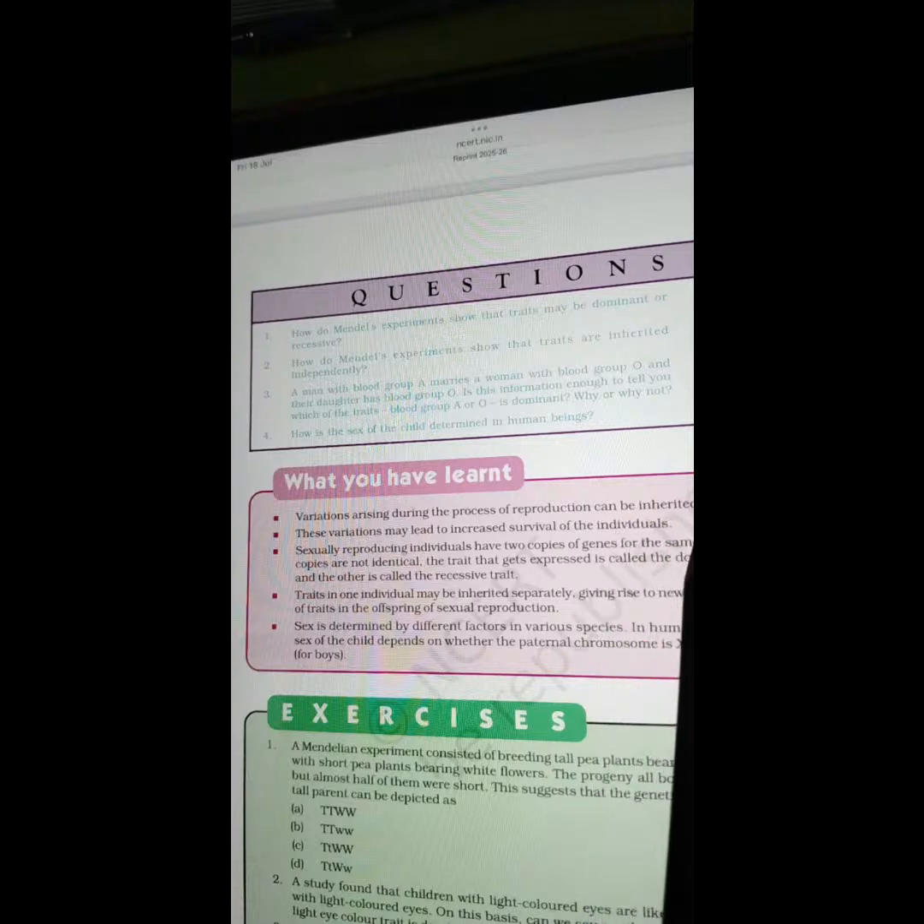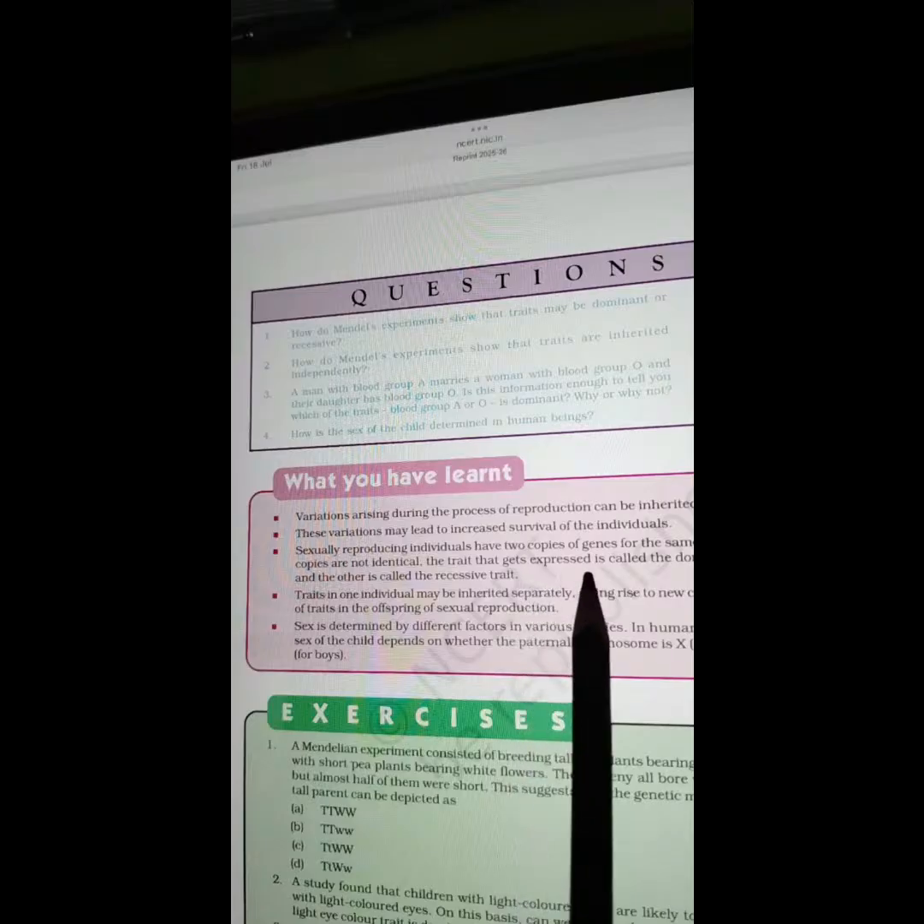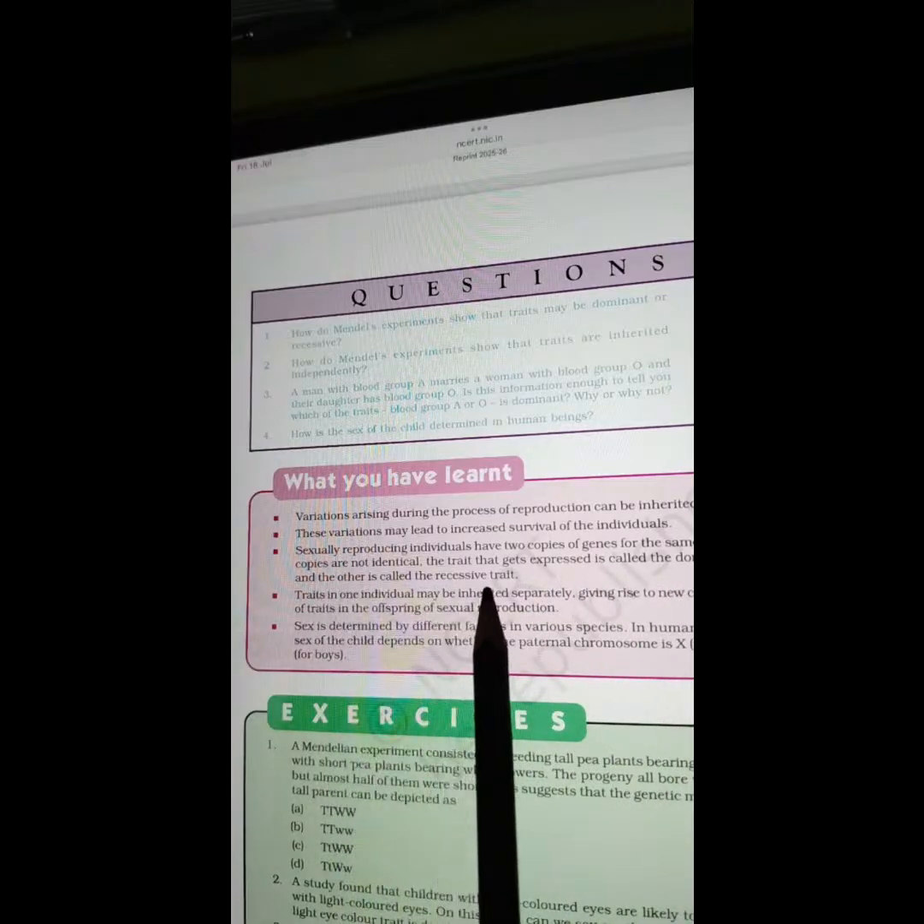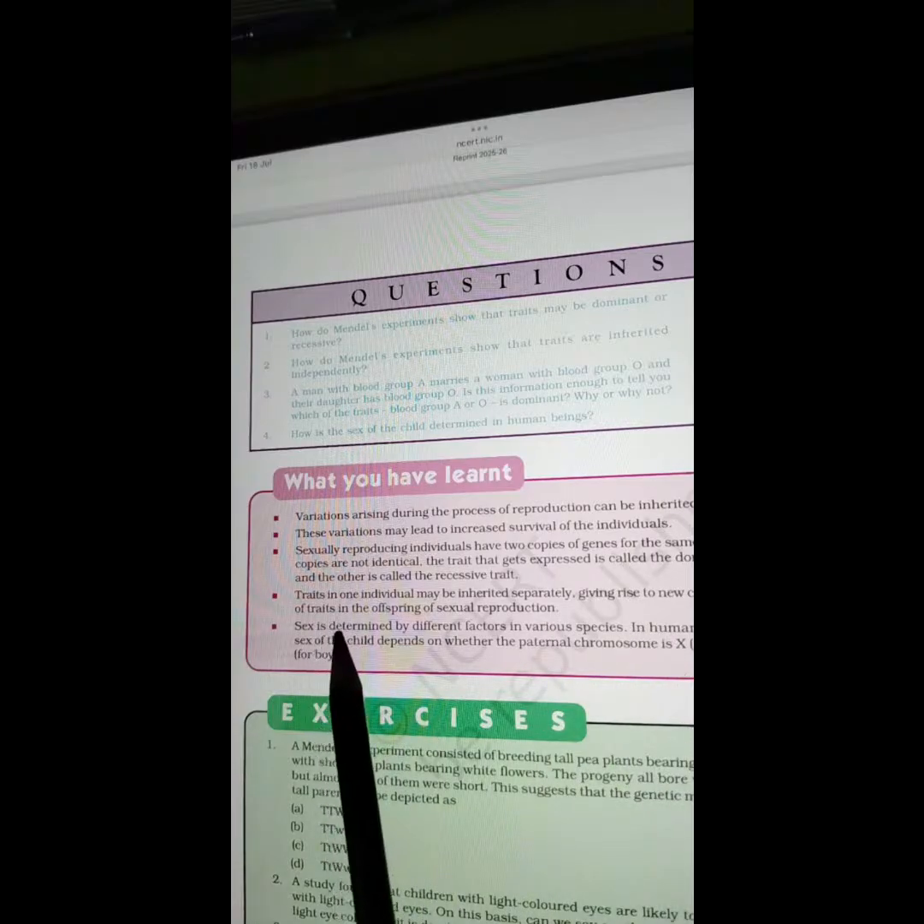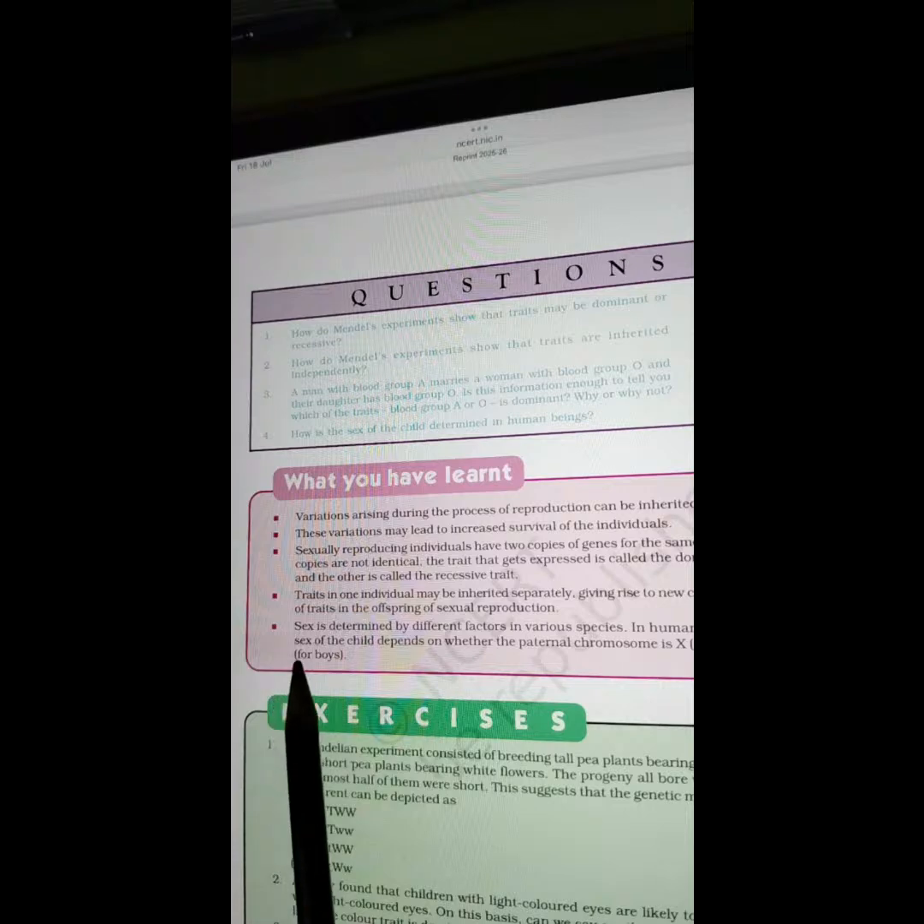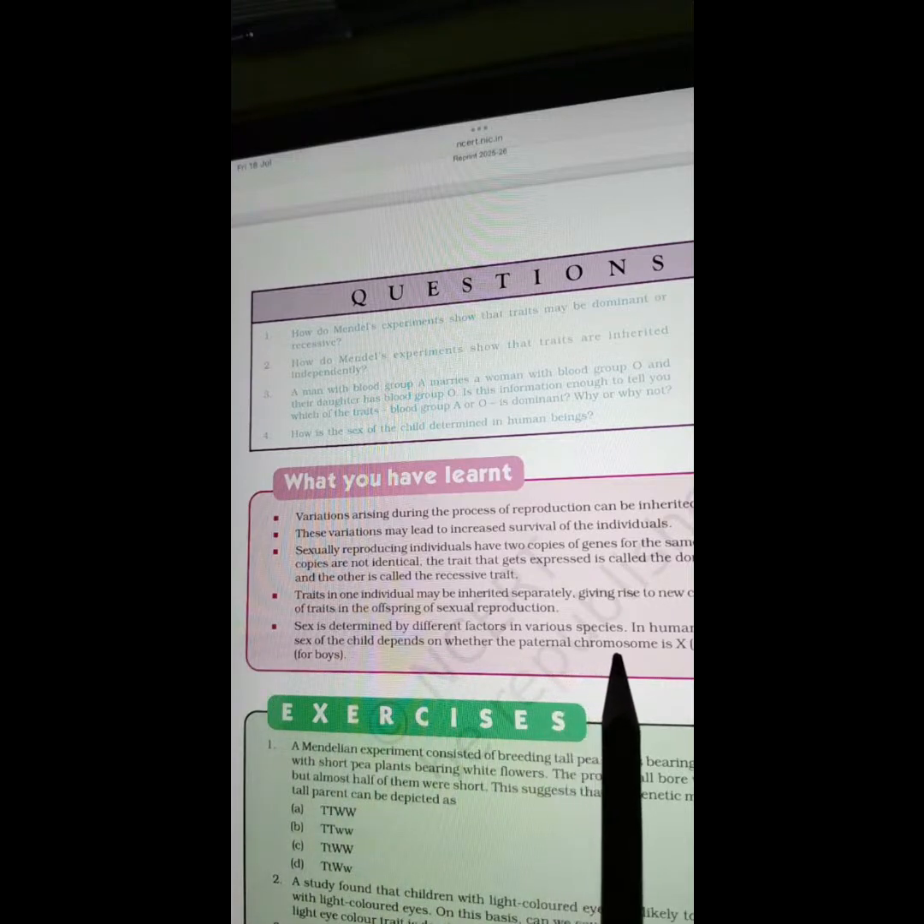How is the sex of the child determined in human beings? What you have learned: Variations arising during the process of reproduction can be inherited. These variations may lead to increased survival of the individuals. Sexually reproducing individuals have two copies of genes for the same trait. If the copies are not identical, the trait that gets expressed is called the dominant trait and the other is called the recessive trait. Traits in one individual may be inherited separately, giving rise to new combinations of traits in the offspring of sexual reproduction. Sex is determined by different factors in various species. In human beings, the sex of the child depends on whether the paternal chromosome is X, paternal meaning the one from the father's side, or Y for boys.